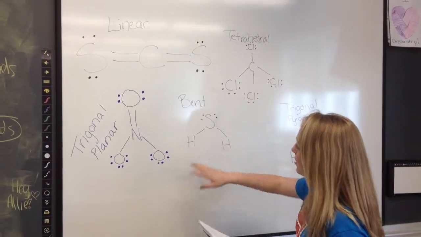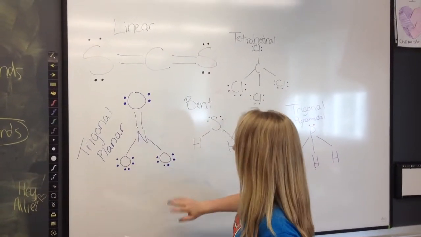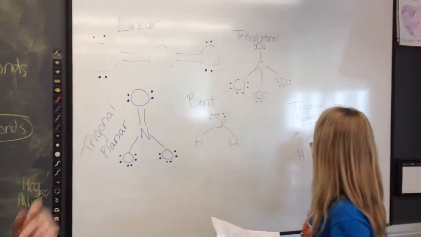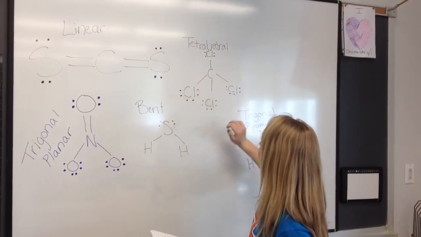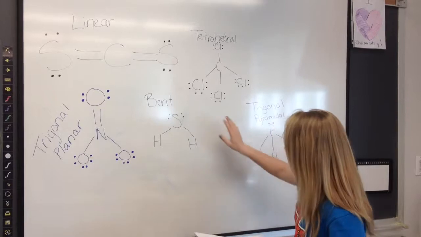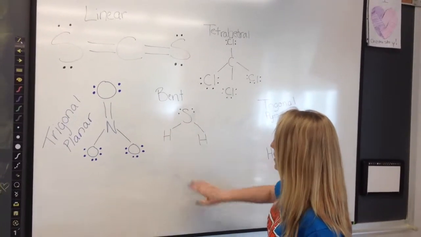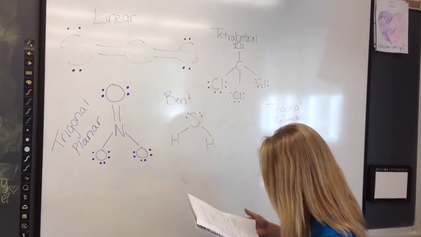This is triangular planar. It has 3 shared pairs and 0 unshared pairs. This is tetrahedral. It has 4 shared pairs and 0 unshared pairs. This is bent. It has 2 shared pairs and 2 unshared pairs.